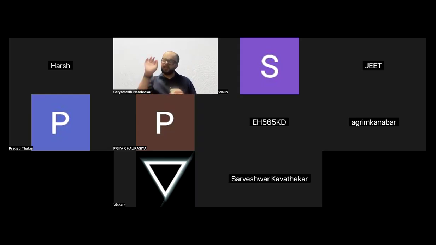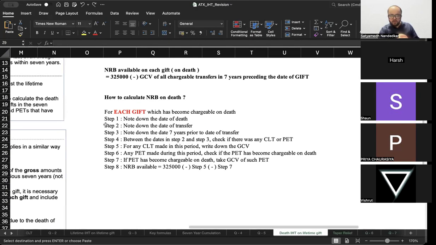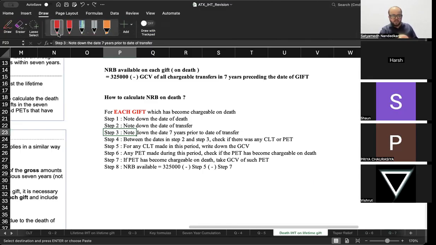Anybody who follows the Excel sheet and sees, there is a lot of notation that I do here and there. I write things in many places. These 7 steps: for each gift that has become chargeable on death, I have written, note down the date of death, note down the date of transfer, note down the date 7 years prior to the date of transfer. Then specifically I said in step 2 and step 3, check in those dates whether there is any CLT or PET. Then what I have written here, no word is written with a time-pass intention. Any CLT made during this period, note down the GCV. Any PET made during the period, check if the PET has become chargeable on death. If the PET has become chargeable on death, take the GCV of such PET.